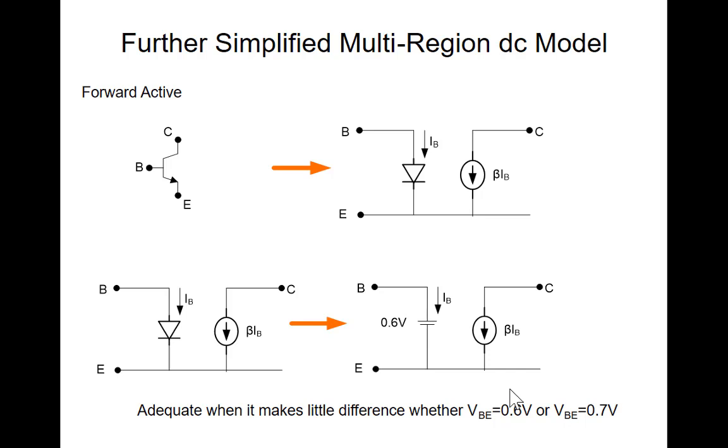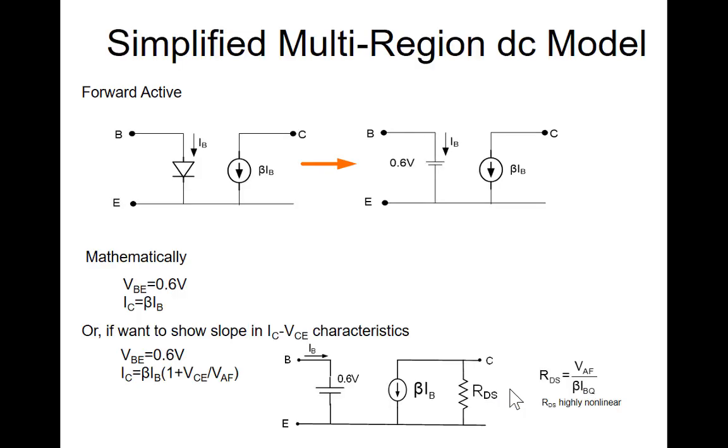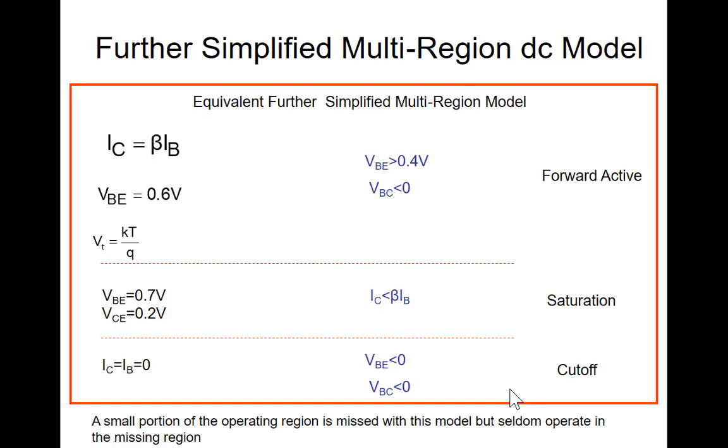And we'll see in a lot of circuits, it doesn't make much difference whether the base emitter voltage is 0.6 volts or 0.7 volts. So this is a further simplified model then. Collector current is beta times base current, and neglect the Early voltage if you use the simplified model. The base emitter voltage is about 0.6 volts. The conditions for being in the forward active region don't change. They're the same as they were before.